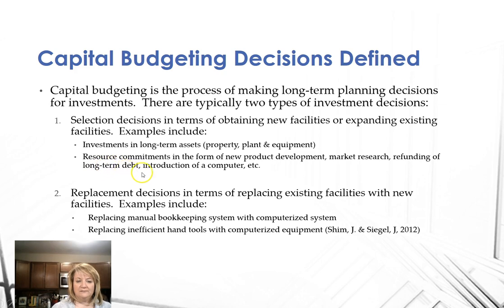Second is replacement decision in terms of replacing existing facilities with new facilities, and examples of that include replacing a manual bookkeeping system with a computerized system, or replacing inefficient hand tools with computerized equipment.